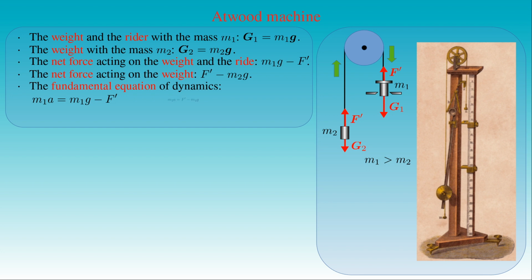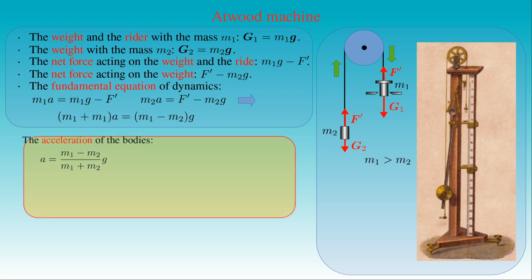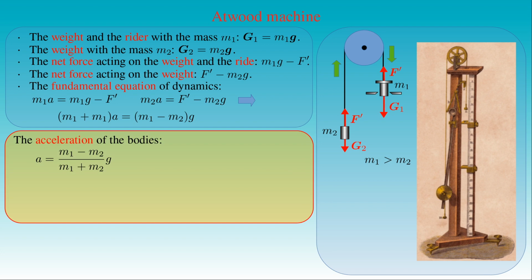Similarly, we can state that the mass m2 times the magnitude of the acceleration a of the system is equal to the magnitude of the force F', minus the mass m2 times the magnitude of the gravitational acceleration g. The sum of these equations gives the equation stating that the sum of the masses m1 and m2 times the magnitude of the acceleration a is equal to the difference of the masses m1 and m2 times the gravitational acceleration g. We can express the magnitude of the acceleration a of the moving weights from this equation, as the ratio of the difference of the masses m1 and m2 to the sum of the masses m1 and m2, times the magnitude of the gravitational acceleration g.